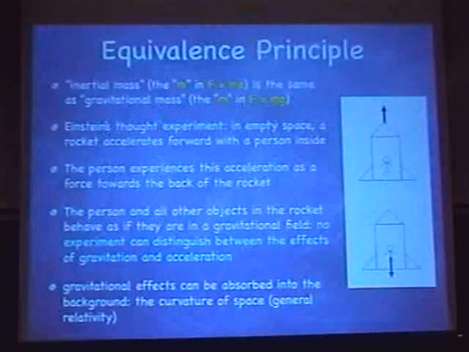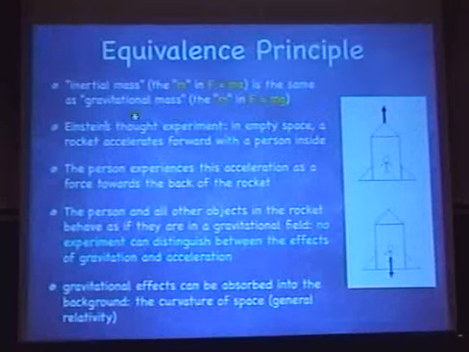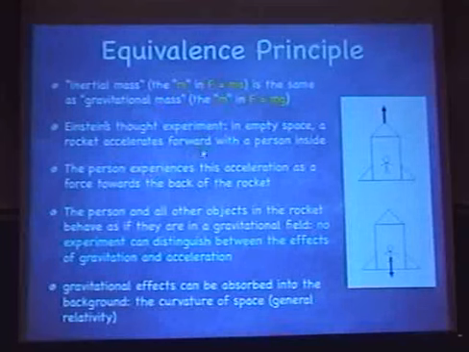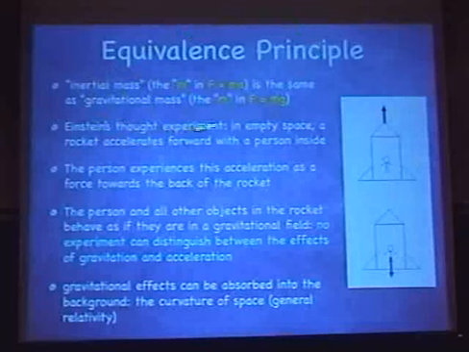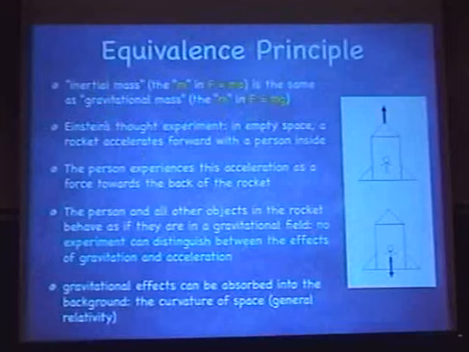Now, physicists, when they talk about this, refer to the m that appears in F equals ma as inertial mass, the amount of stuff that tends to resist acceleration. And they refer to the m that appears in F equals mg as gravitational mass. And what we say when we want to describe this is that inertial mass is the same as gravitational mass.